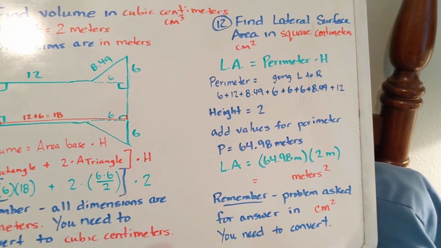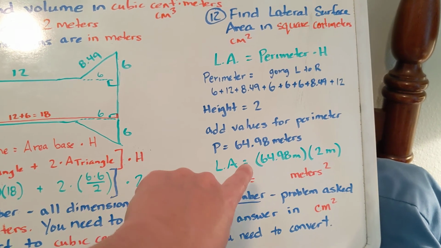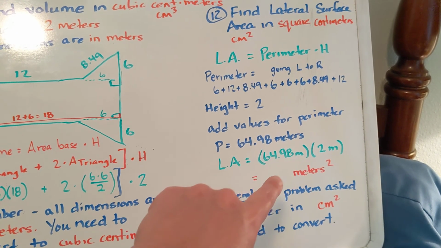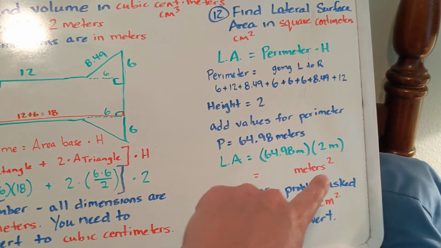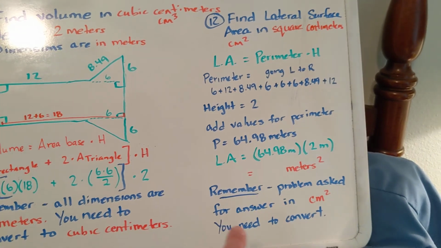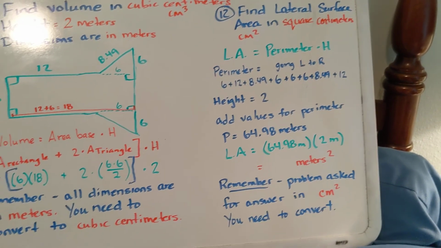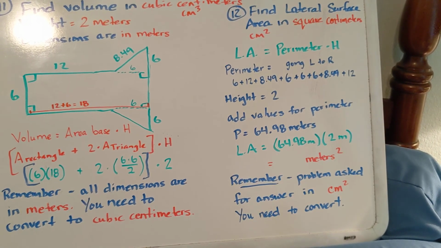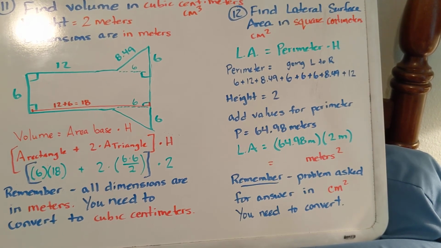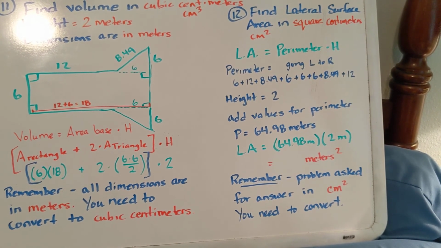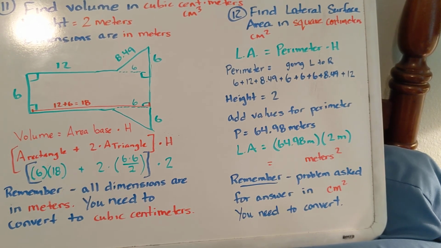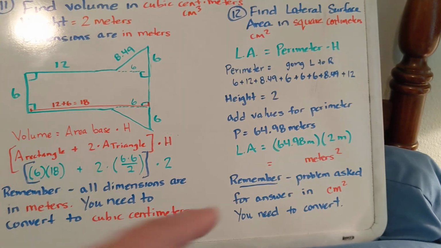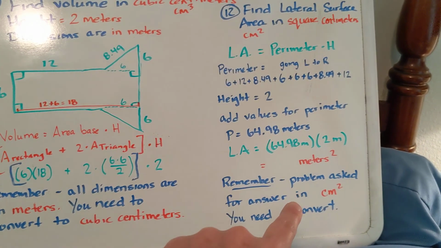For the lateral surface area, you're going to multiply that 64.98, our perimeter, times a height of 2 meters. So this is going to give you an answer in meters squared. But remember, the problem asked for the answer in centimeters squared. Again, you'll need to convert the answer. If you have problems with converting, send me a text, let me know. But if you look in the back of the book, it will tell you how many centimeters it takes to make 1 meter. Then you should be able to figure out how to convert your answer from meters squared to centimeters squared.